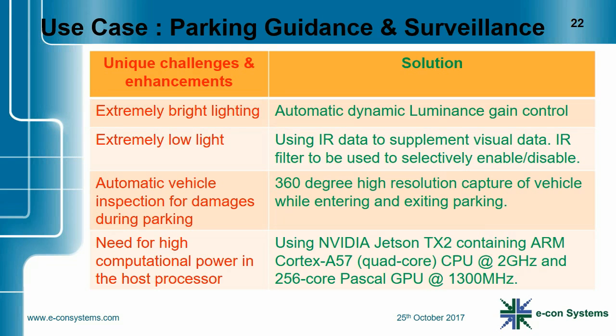So this feature especially is extremely image processing intensive. It requires quite a good amount of guzzling power, and we come to the next challenge of high computational power requirements. The NVIDIA Jetson TX2 is extremely well suited for such a solution, having an ARM Cortex A57 quad-core CPU running at 2 GHz and a 256-core Pascal GPU at 1300 MHz.